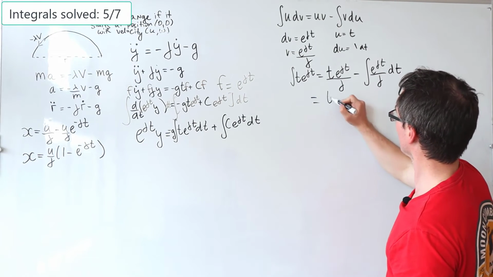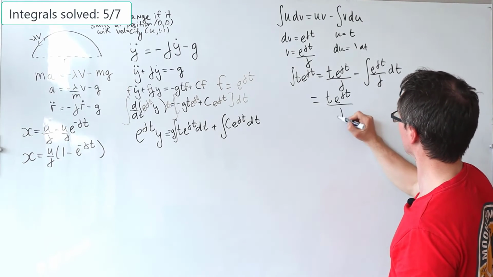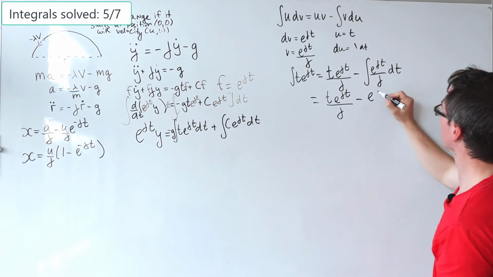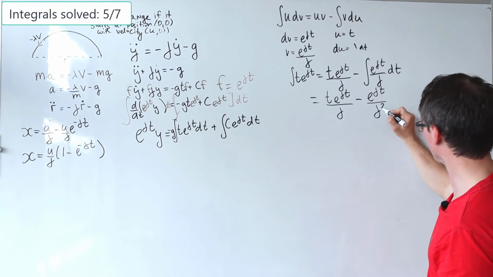Okay, we're kind of getting there. What do we have? t e to the gamma t divided by gamma, take away e to the gamma t divided by gamma squared.